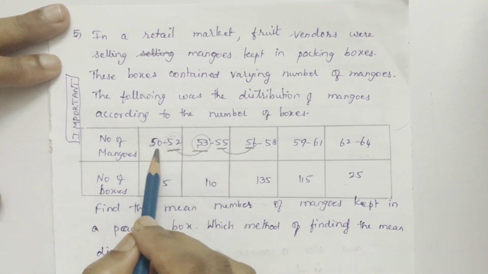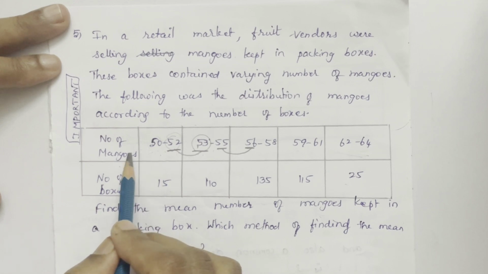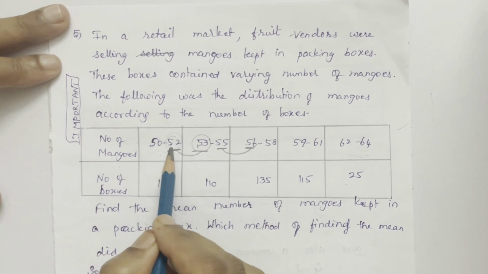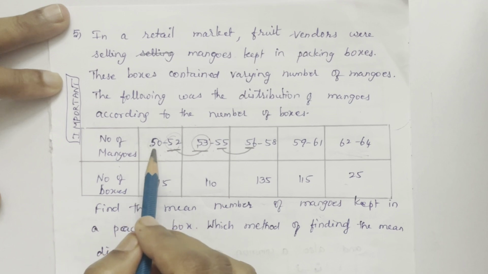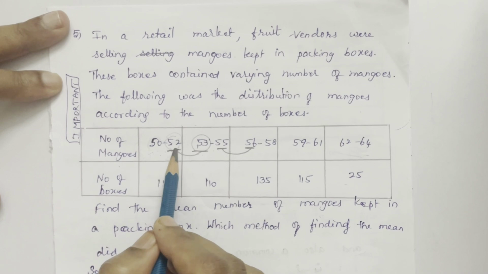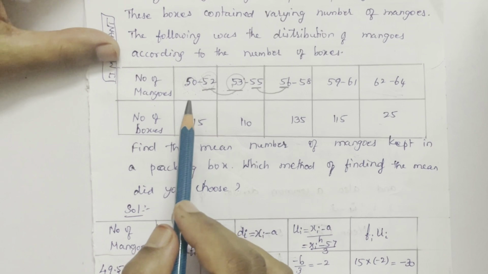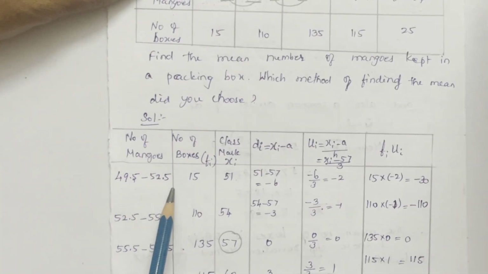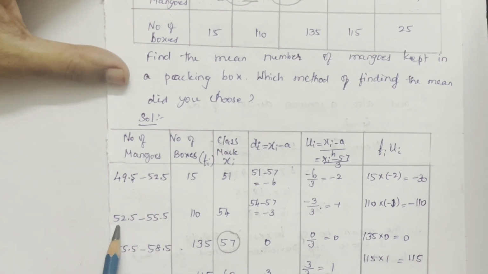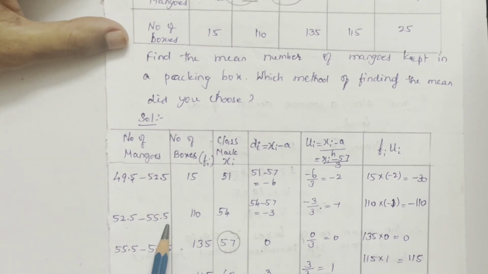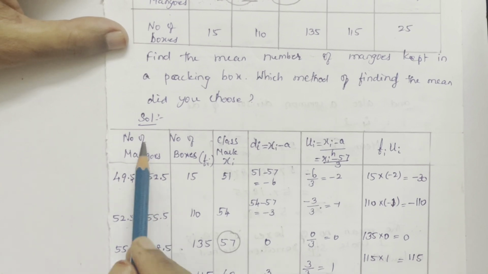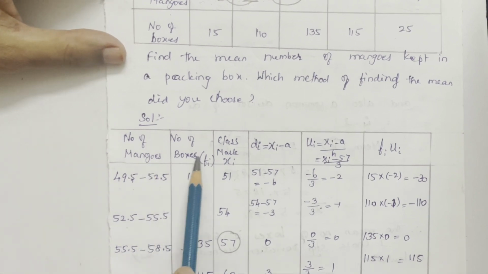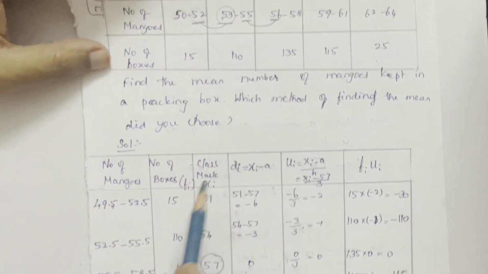How to do that? We should subtract 0.5 from the lower limit and add 0.5 to the upper limit. So the lower limit 50 becomes 49.5 and the upper limit 52 becomes 52.5. See here, so the limit 50 to 52 becomes 49.5 to 52.5. In that way, I have subtracted 0.5 from the lower limit and added 0.5 to the upper limit and written here. And the number of boxes is the same as in the question.